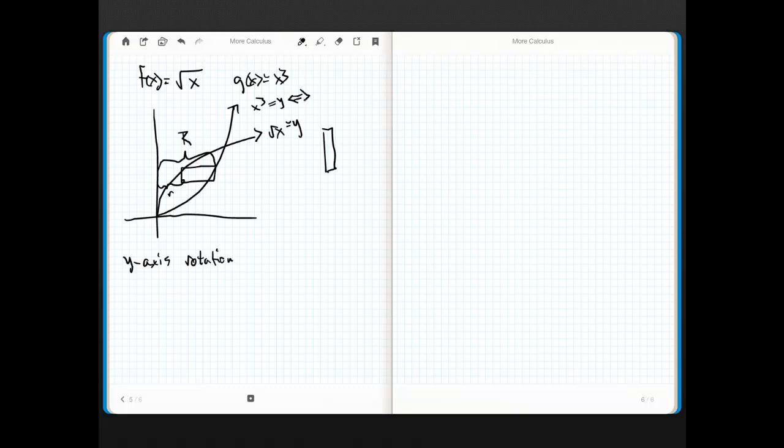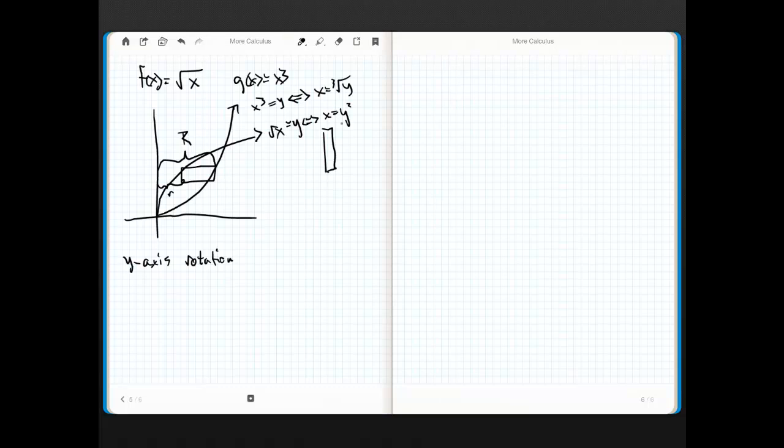Now, this is where it gets fun. This is true if and only if, now, you ready? Y equals x cubed if and only if x equals the cube root of y. Hopefully you all agree. Root x equals y if and only if x equals y squared. You with me? Now, let's look real close.